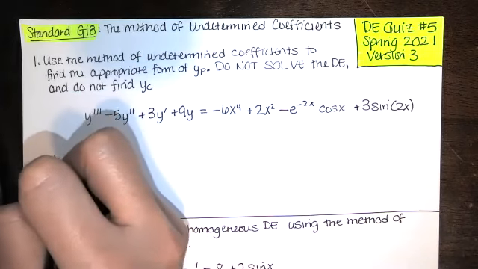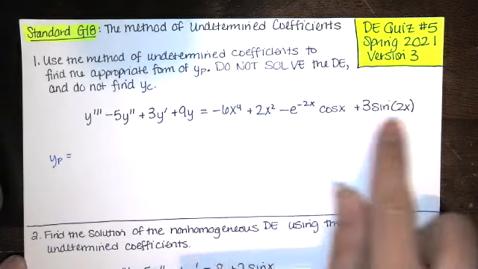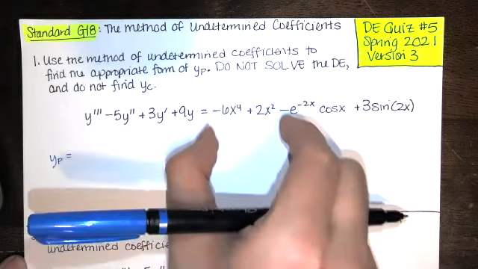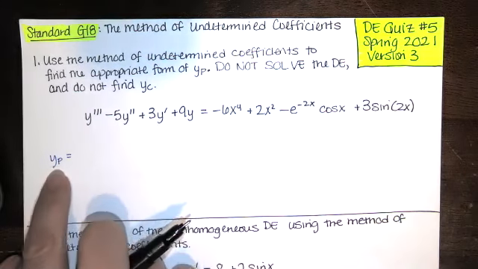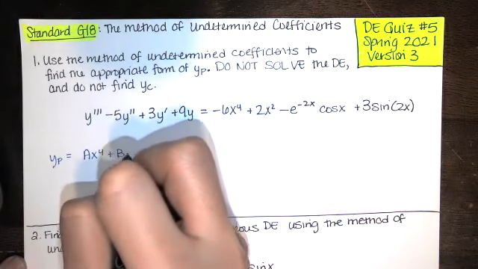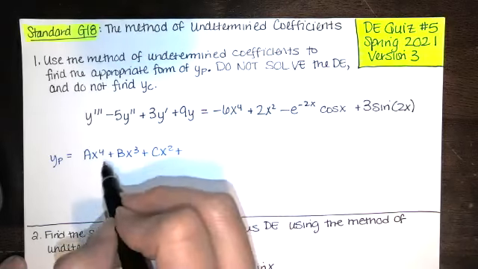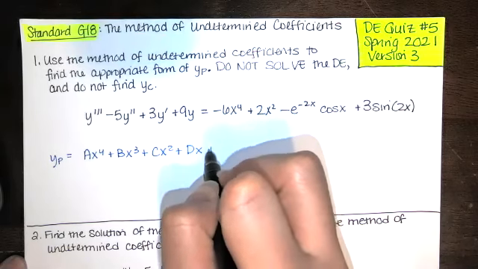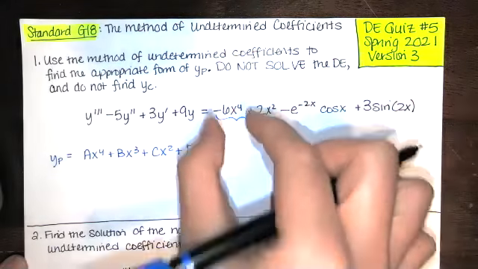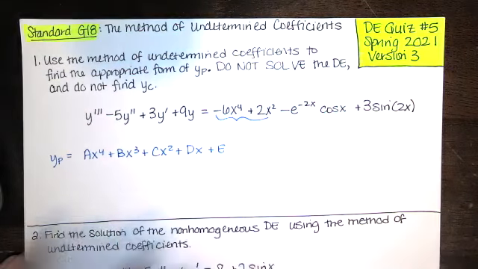So y sub p will equal a sum of a number of terms, and those terms will depend on the terms up here. Now, since I've got a negative 6x to the fourth plus 2x squared, those are terms in a fourth degree polynomial. So I would guess that y sub p has a fourth degree polynomial in it. So we'll have ax to the fourth plus bx cubed and so on. You don't just use the x to the fourth, you want all of the terms in that fourth degree polynomial. And that's going to take care of these two together. We don't need a separate one for this because these are terms in the fourth degree polynomial as well.